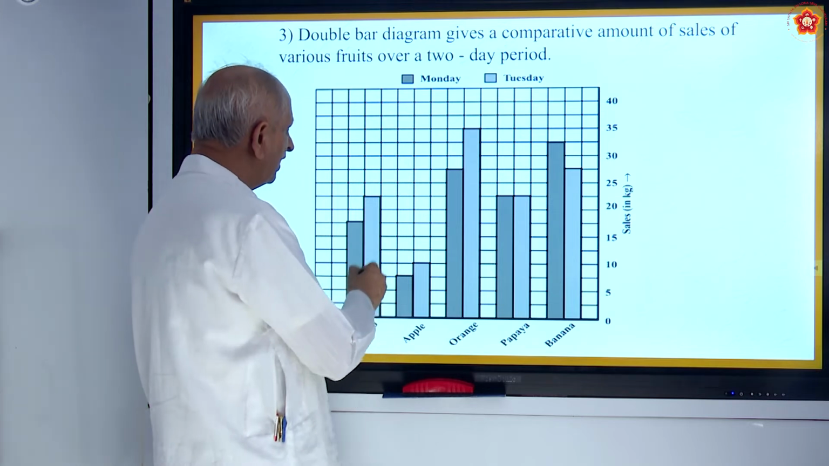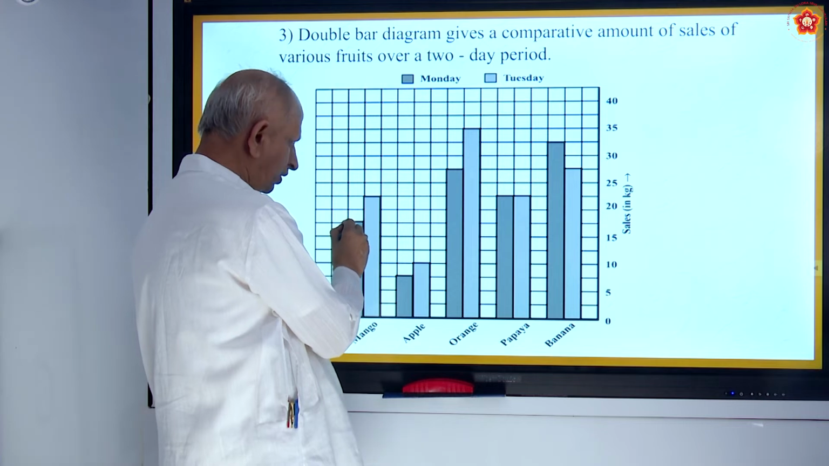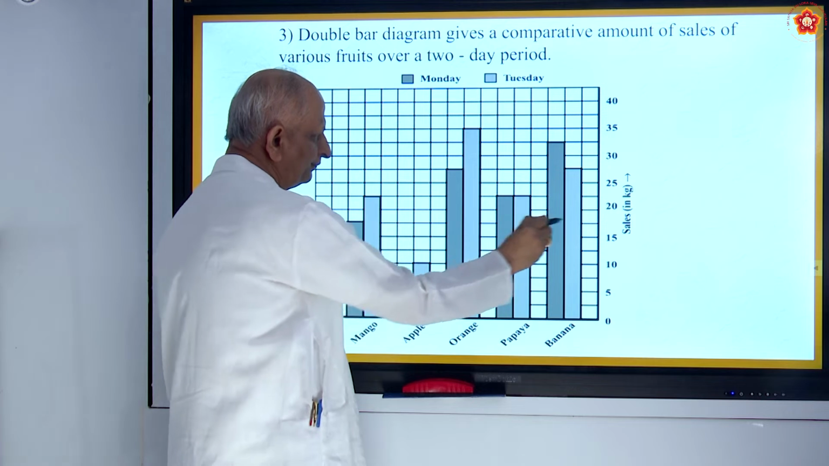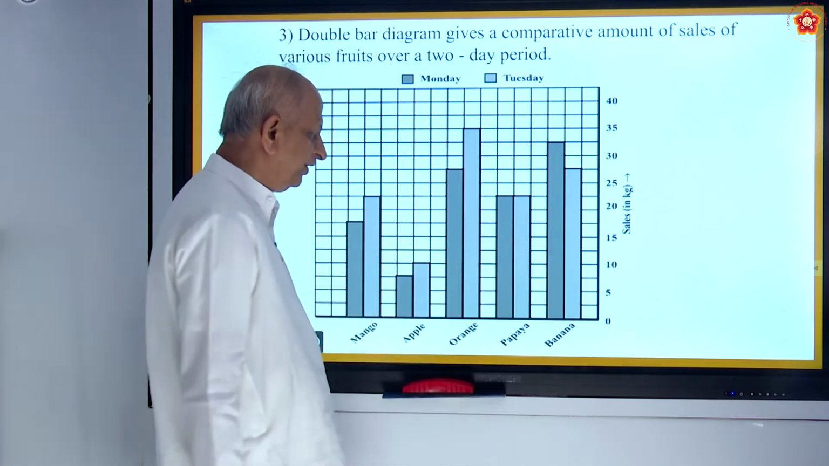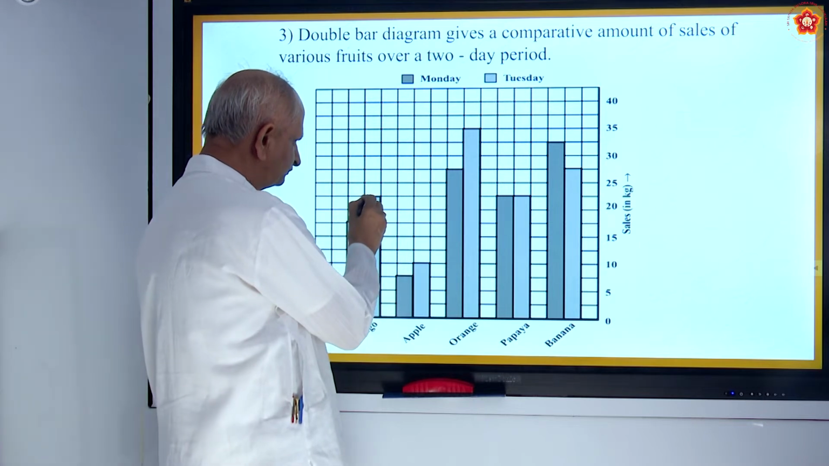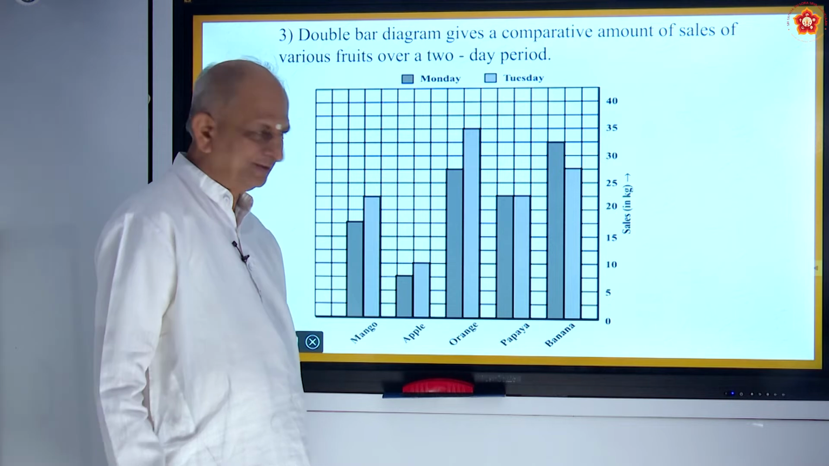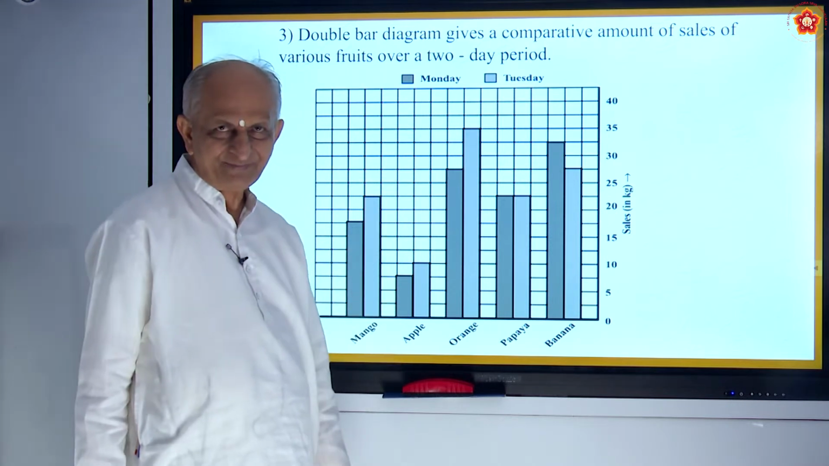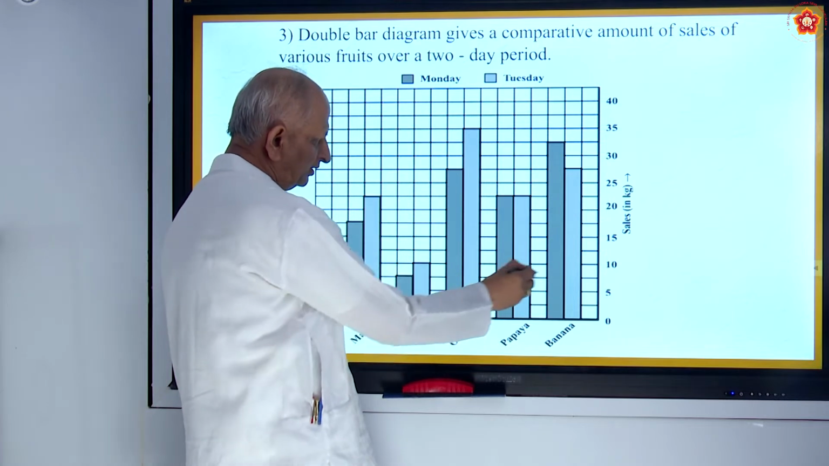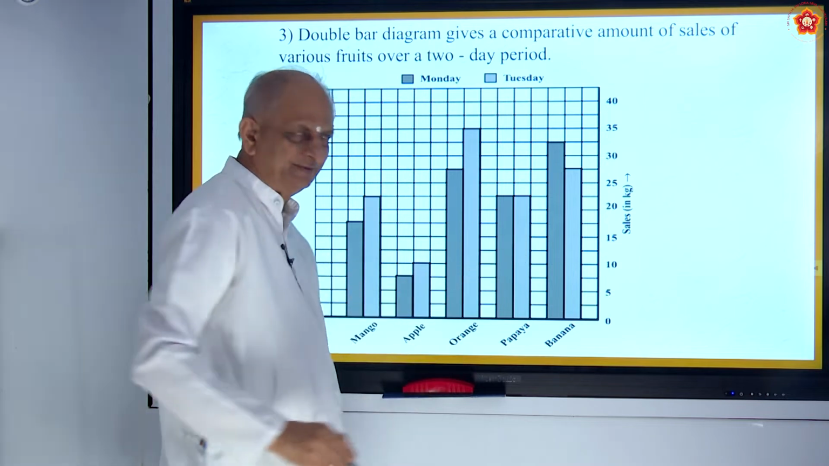For example, on Monday about 17.5 kgs of mango has been sold. And on Tuesday, about 22.5 kgs of mango has been sold. So, there is an increase, correct? Whereas in apple, on Monday it is only 7.5 kgs and on Tuesday it is about 10 kgs.